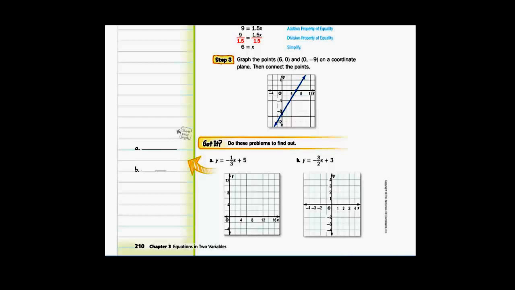All right, so for A, the x-intercept is 15. Y-intercept, 5. For B, the x-intercept is 2.